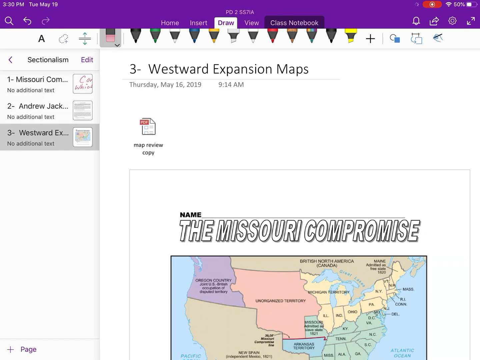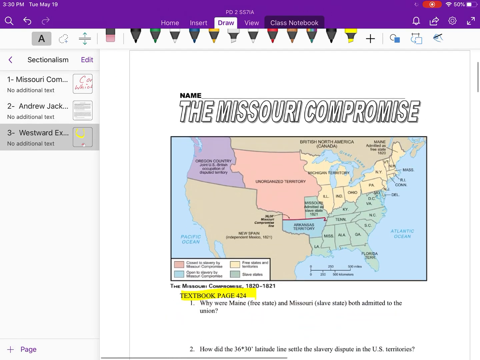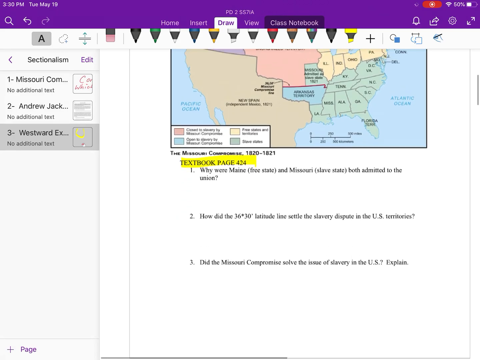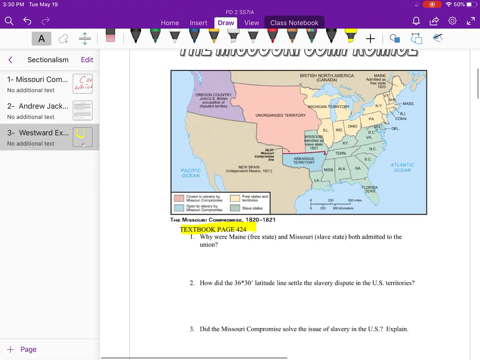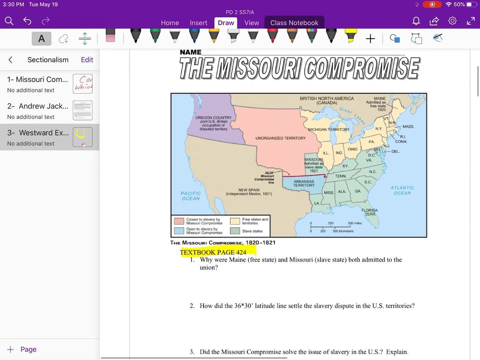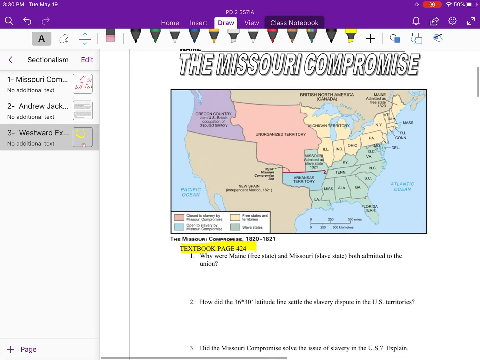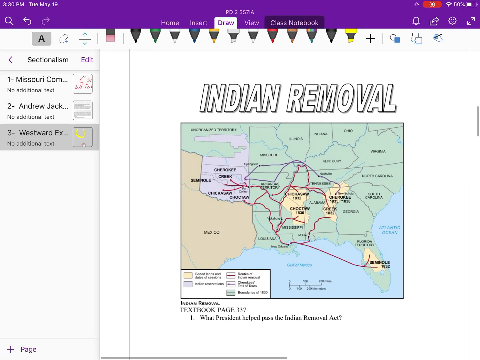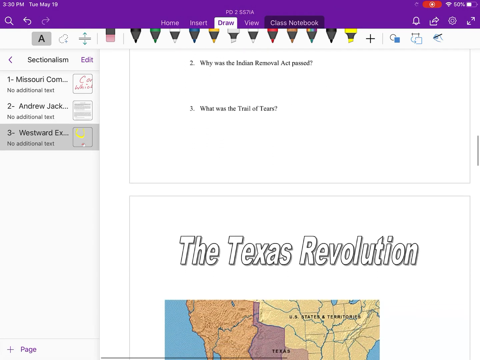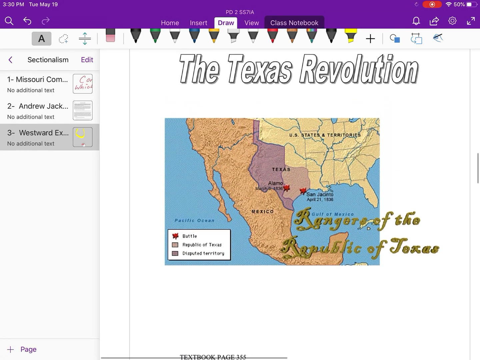Before I get into the lesson, I want to show you the worksheet that goes with it. So in OneNote, this is handout number 3 in the sectionalism folder. You will notice that most of the handout is based on maps. For each map, there are a couple questions that go with the map. So you have a map with questions on the Missouri Compromise, the Indian Removal Act, the Texas Revolution.